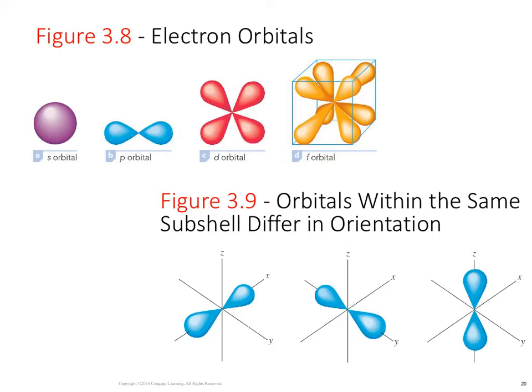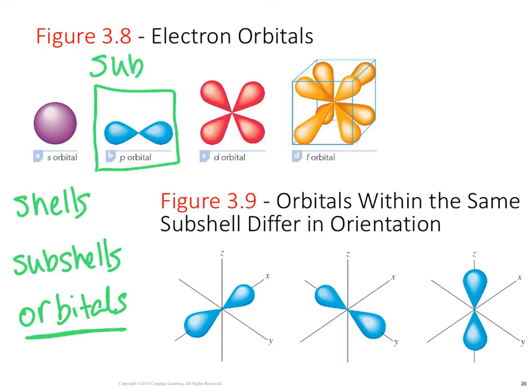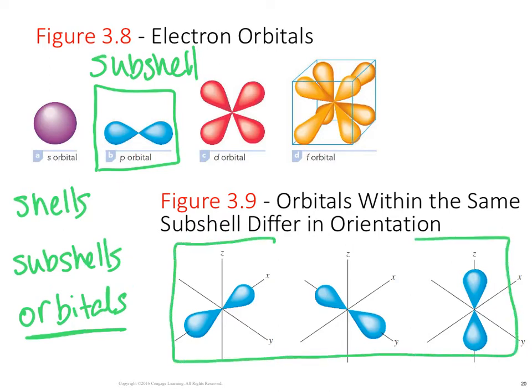So if we think back to what we just talked about, we've got shells, subshells, and orbitals. So what we're seeing here in these pictures are the orbitals, all right? So we have s orbitals, p orbitals, d orbitals, and f orbitals. The p orbital is also considered a subshell, so the p subshell. The p subshell has 3 p orbitals.